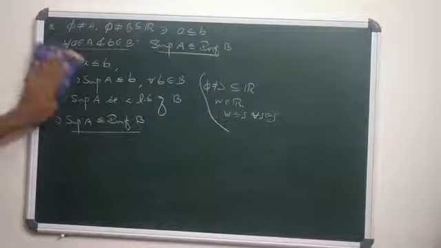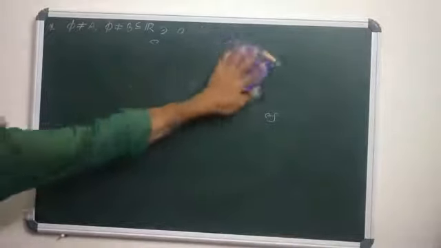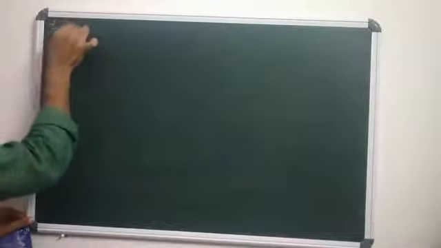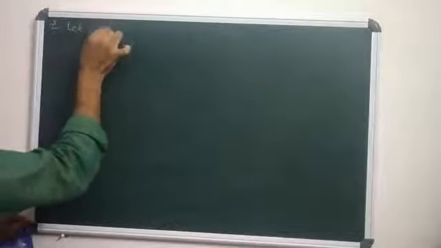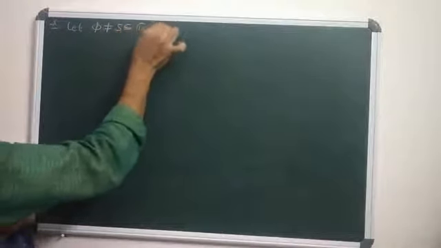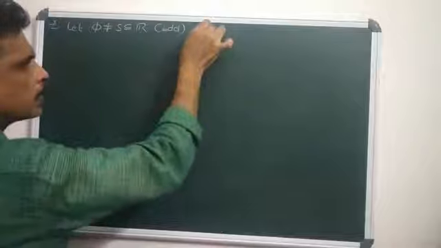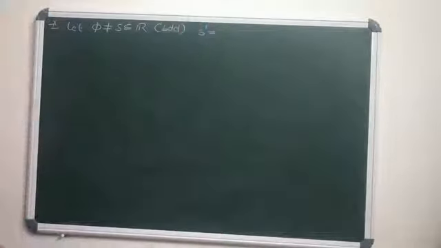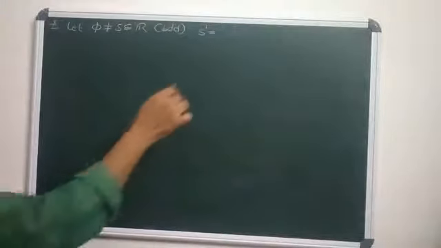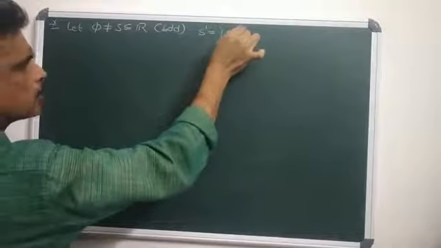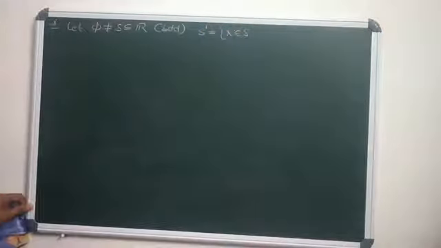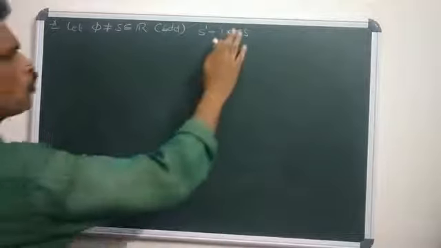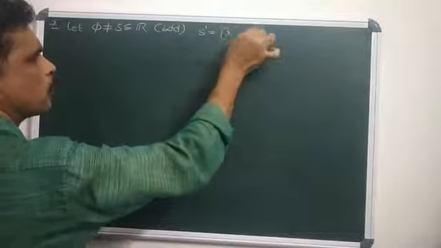So now come to another result. Suppose S is a non-empty subset of R, and which is bounded. Bounded means both bounded above and below. Then you can define S dash, where S dash is defined as the set of all minus x, for x in S.